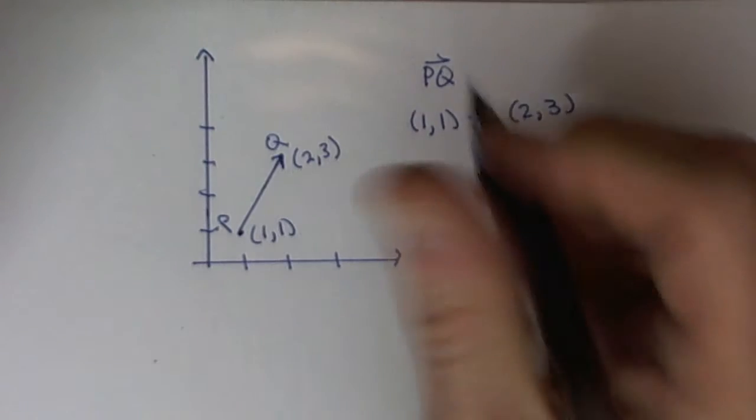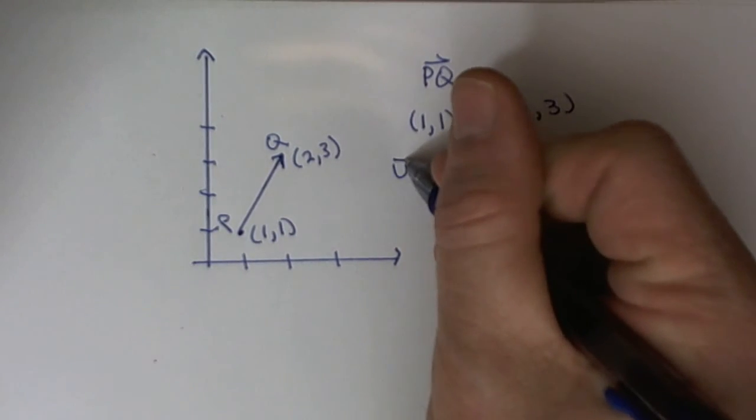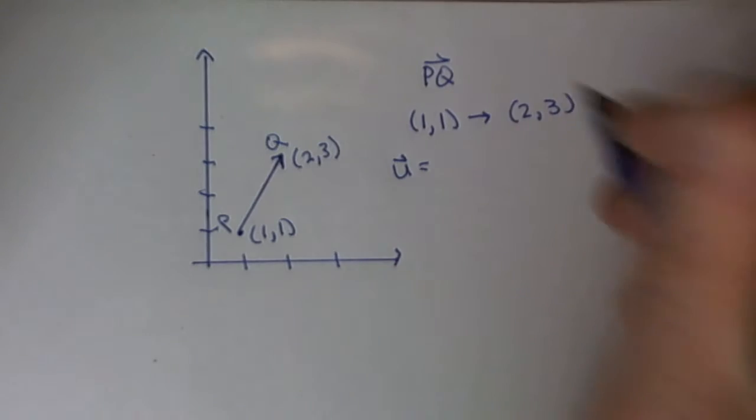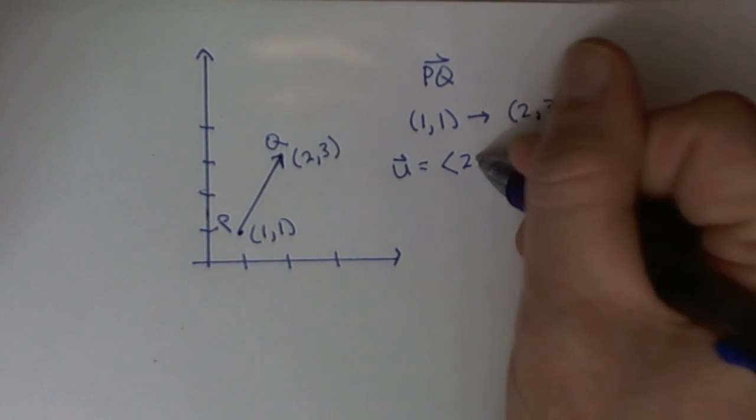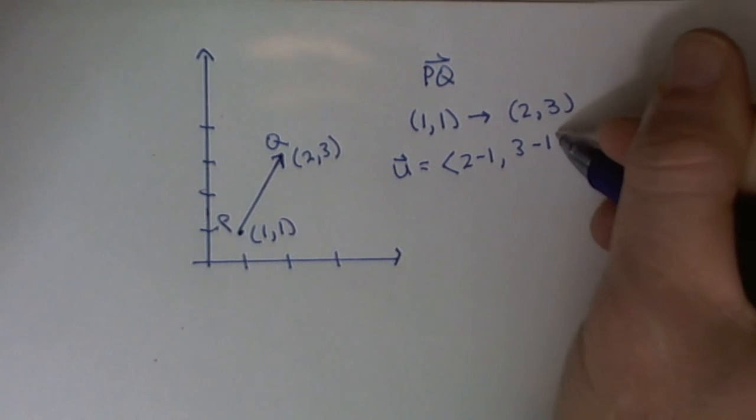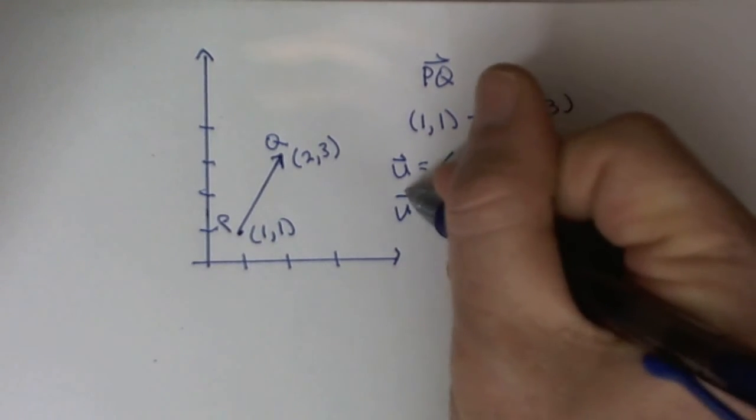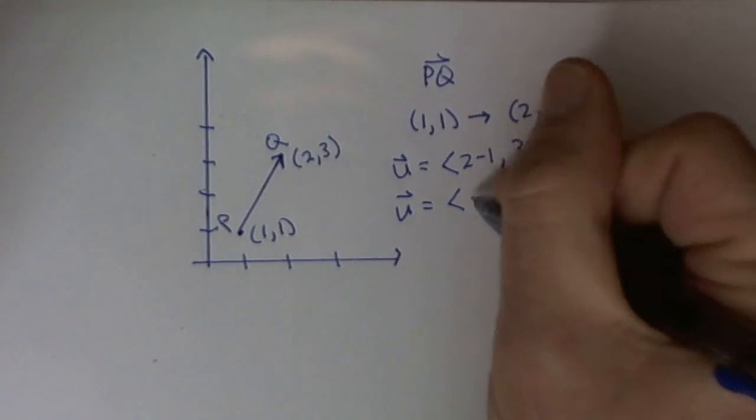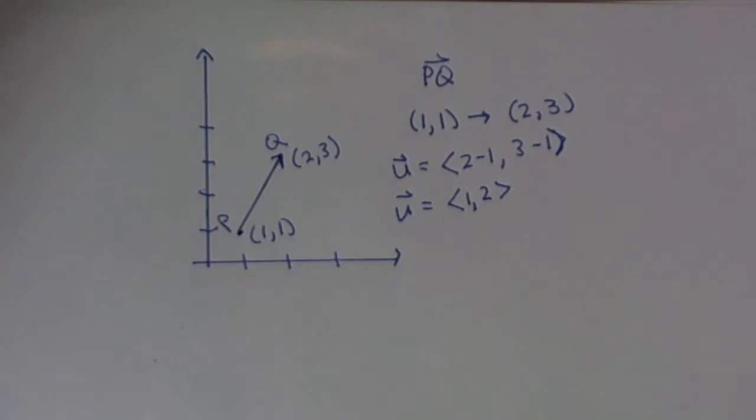So when we put it in component form, let's just call this vector u. Okay. Well, component form would be this. We would take the x's, subtract the x's, the y's, subtract the y's. And then what we get is a vector in component form. We get 1, 2. Okay. So there's our vector u.